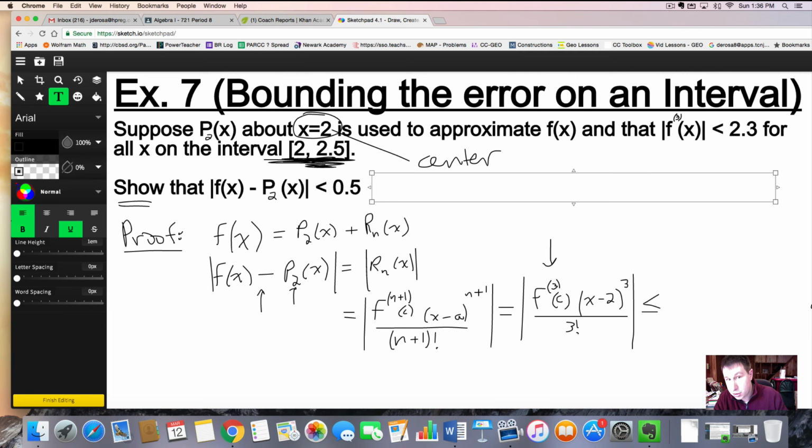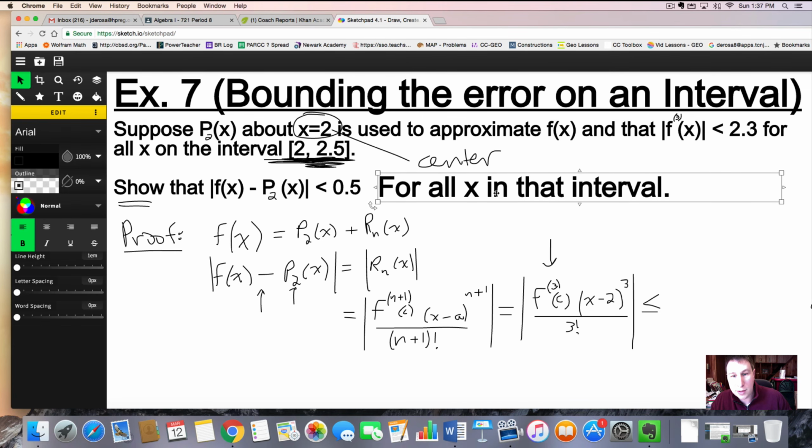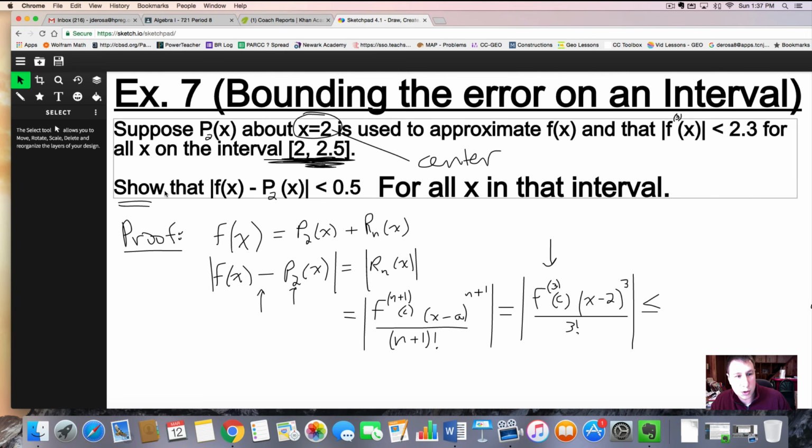Okay, I apologize. I just remembered I forgot one statement in the directions, which is important for me claiming that the c has to be between 2 and 2.5. Since we're talking about all x in that interval, it should say: show that the absolute value of f of x minus p sub 2 of x is less than 0.5 for all x in that interval. So we're only talking about the x's in here. That's important.